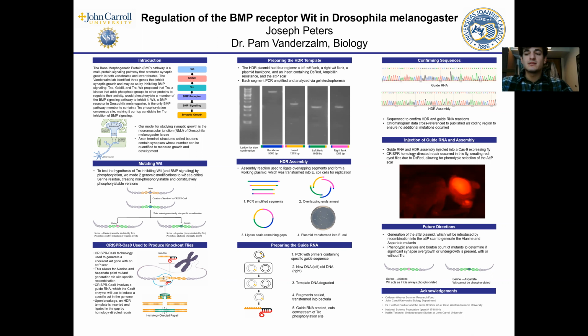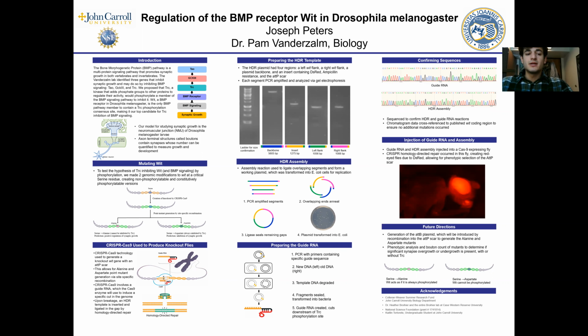To study this hypothesis, we needed to make two mutated WIT constructs, one that acts as always phosphorylated and one that acts as never phosphorylated. To generate these, we had to put an @P scar into the WIT gene. To do this, we utilized CRISPR-Cas9 technology.